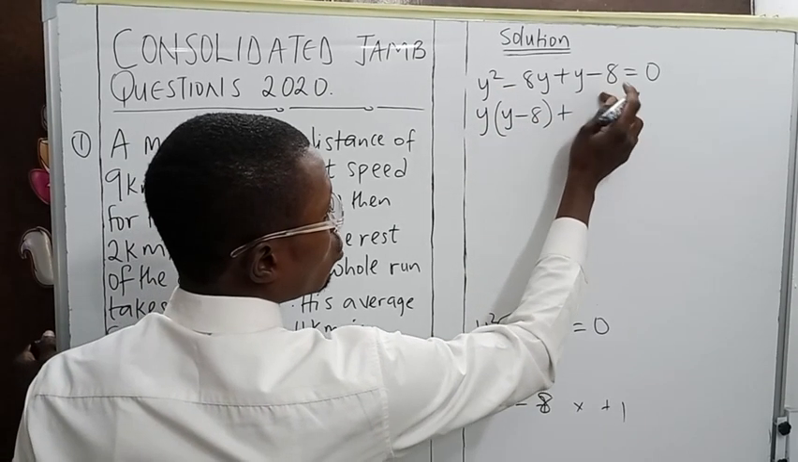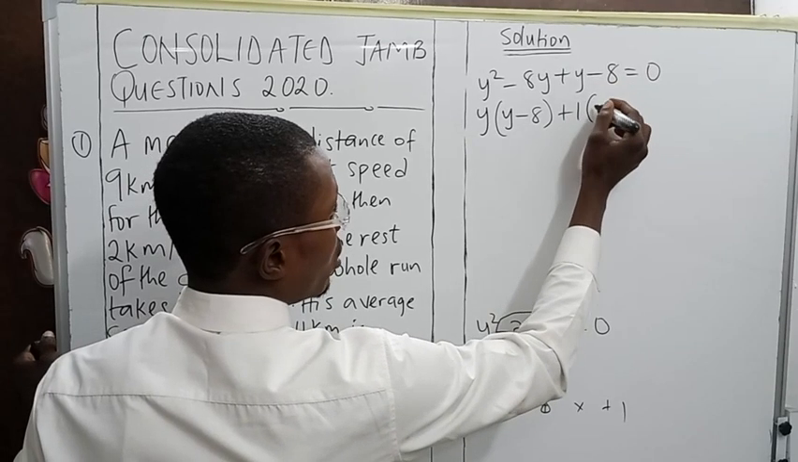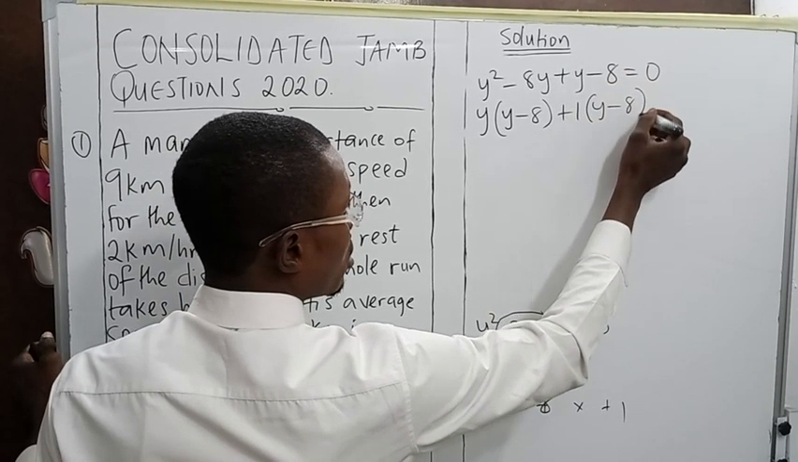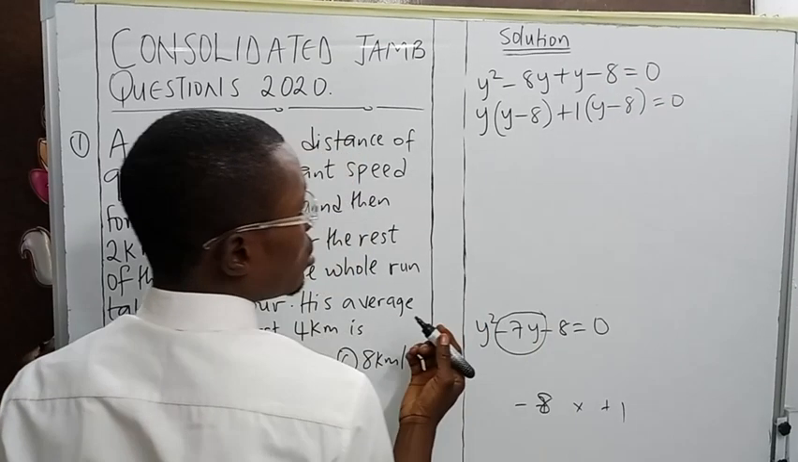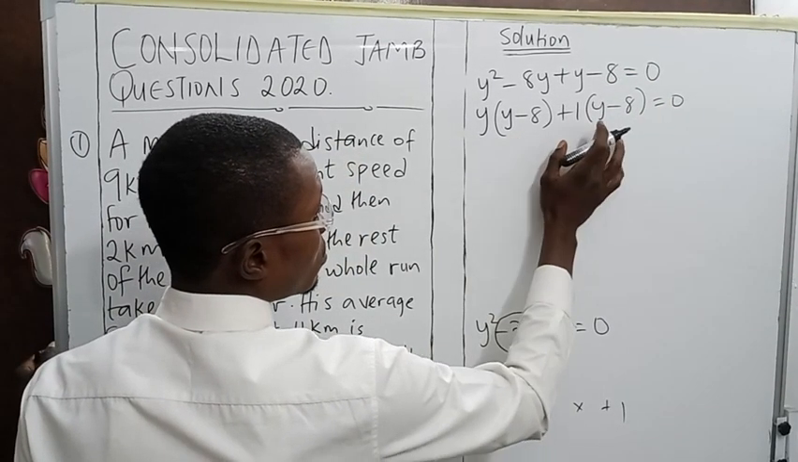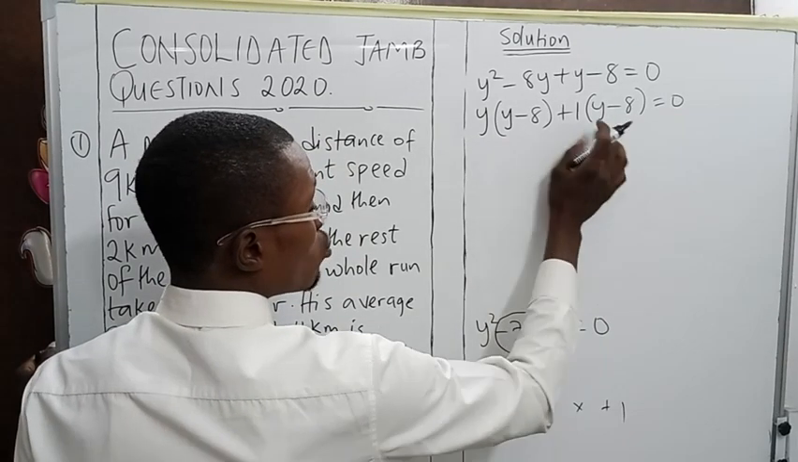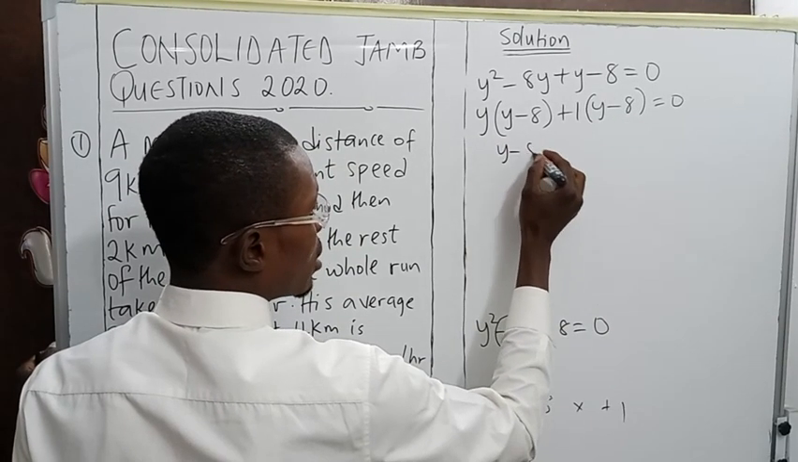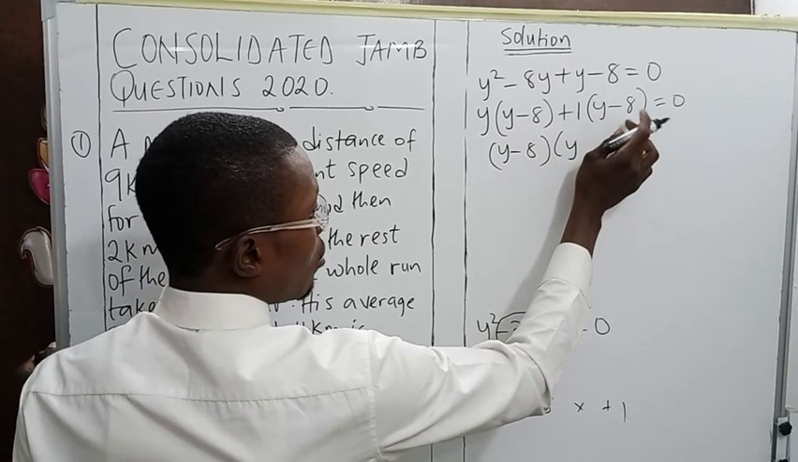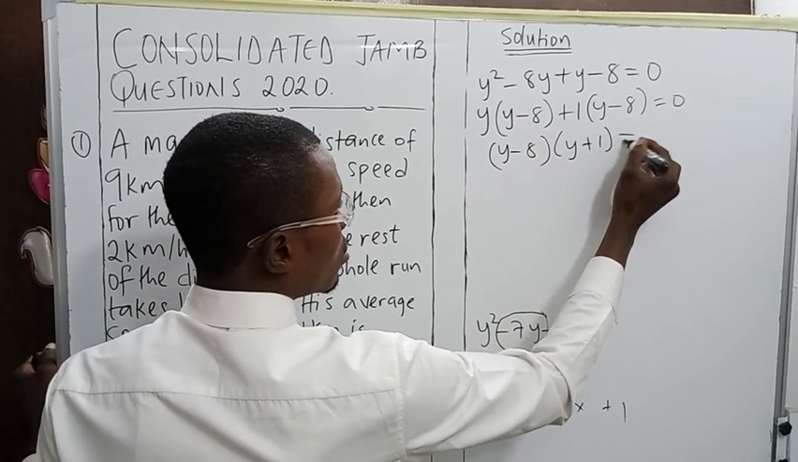Then plus, what is common between these two terms? 1. I factor out 1 from here. I have y minus 8 minus 1 equals 0. All right? Now I have two terms. What is common between the two terms? Y minus 8. I factor it out. I have y left. From here, I have plus 1 left equals 0.